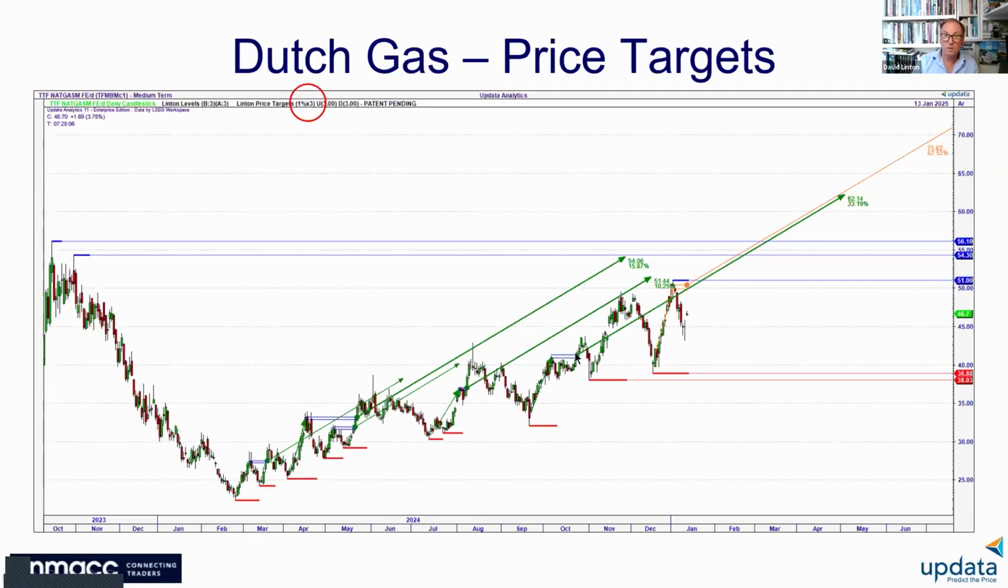And at the time, when you're at 42, you just say 62, that's ridiculous. But then we're nearly halfway there. And we've got a new target. If we make a new high above this 51 level, we've got a new target to 75.